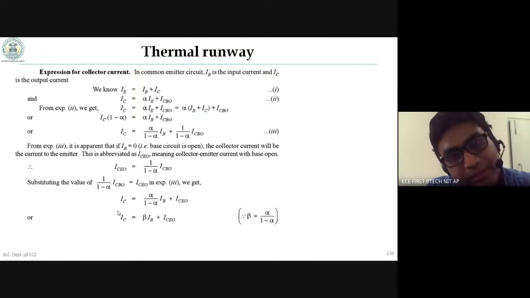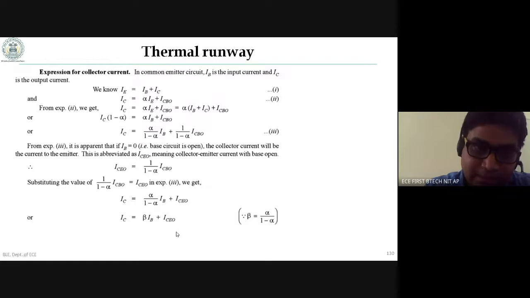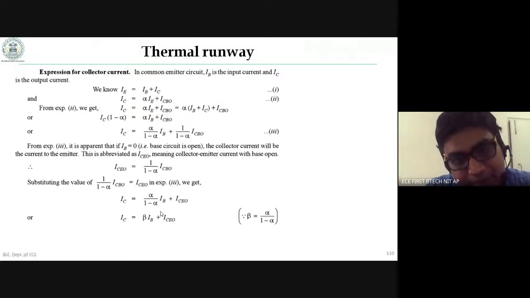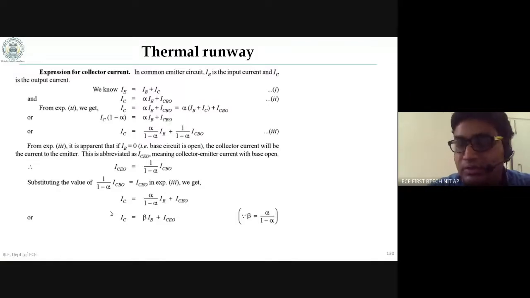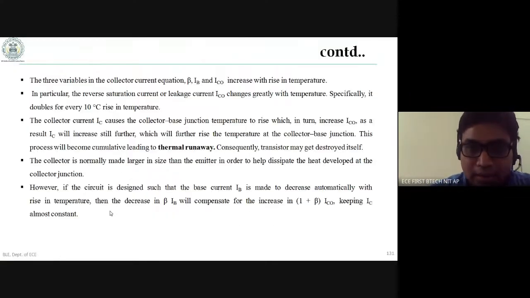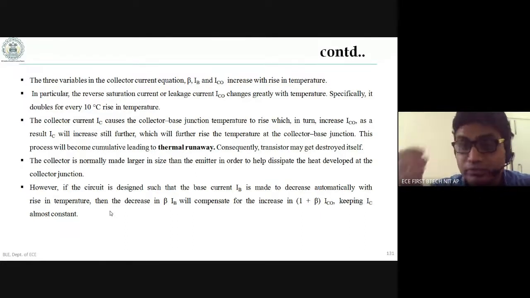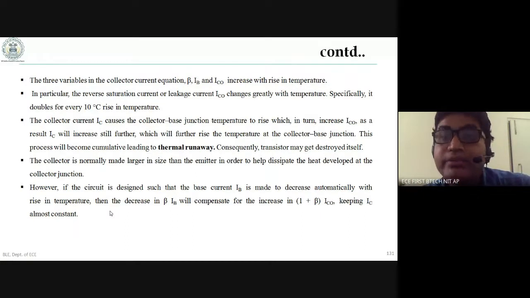Now, if the collector current increases, that will increase the temperature at the collector base junction. As a result, the collector leakage current, being dependent on temperature, will again increase. Then it will again affect the collector current, and the collector current will increase again. So this process is cumulative. It may even cause the transistor to destroy itself, which we don't want.